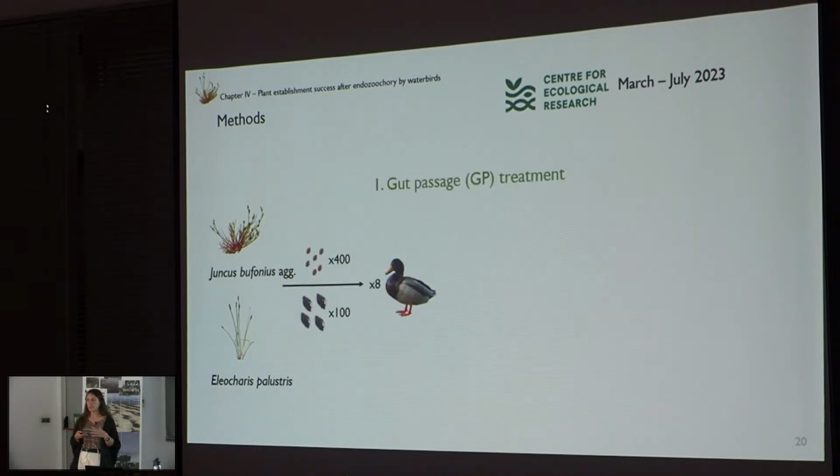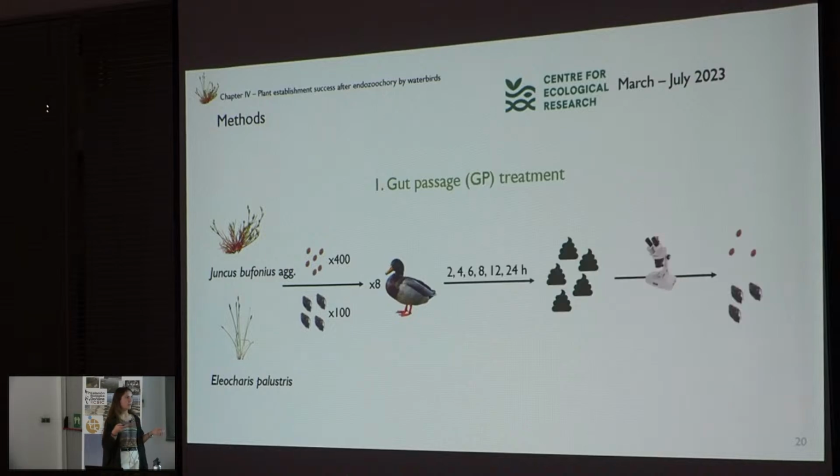So with these seeds, we performed a gut passage treatment, feeding each one of the 8 mallards we counted on for the experiment with 400 Juncus seeds and 100 Eleocharis seeds. And then we collected the mallard feces at different time intervals for 24 hours, and we inspected the feces under the stereo microscope to extract the seeds.